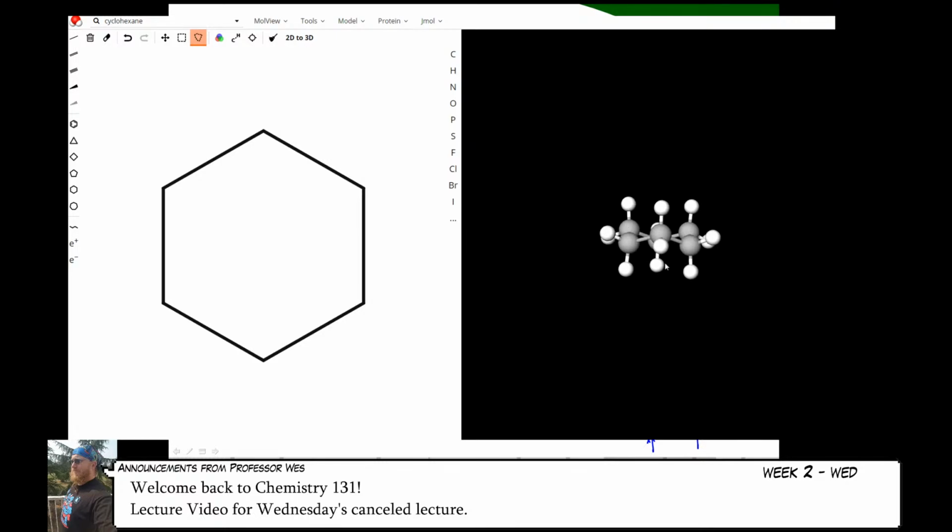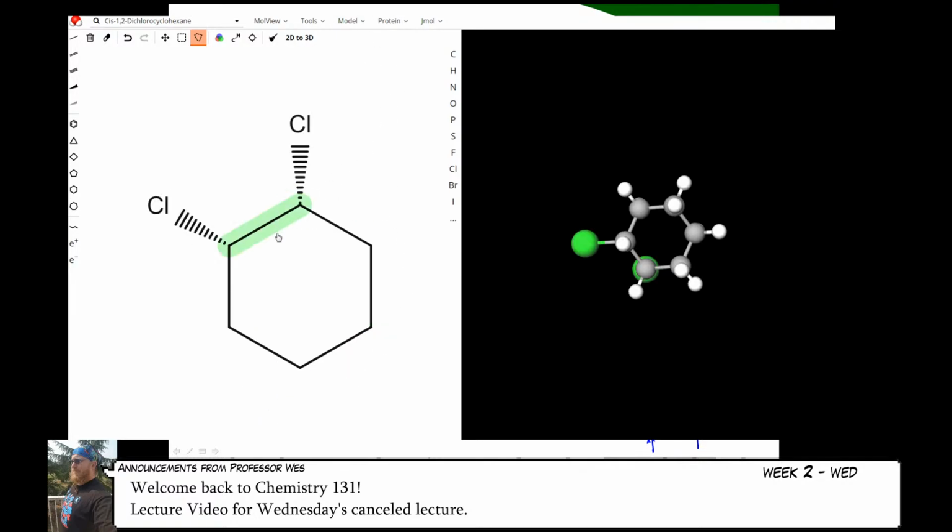Now what we're going to do is I'm going to substitute in this position and this position. I'm going to have some chlorines coming off of them, and we're going to do both orientations. So this first one is cis-1,2-dichlorocyclohexane. You can see that I put the wedges on the same orientation. They're both going away from us into the paper. So when I turn this molecule around, both of them should be on the same side of the structure. And you can see that they are, though it does look a little weird, right?